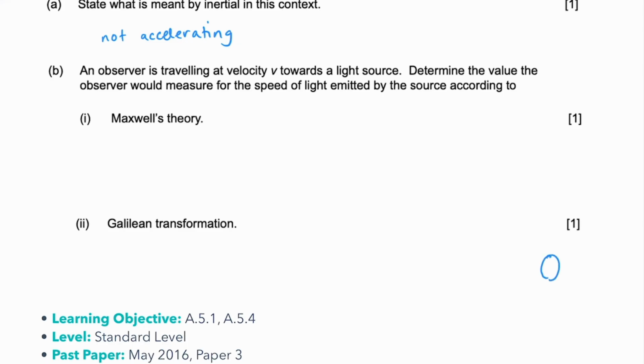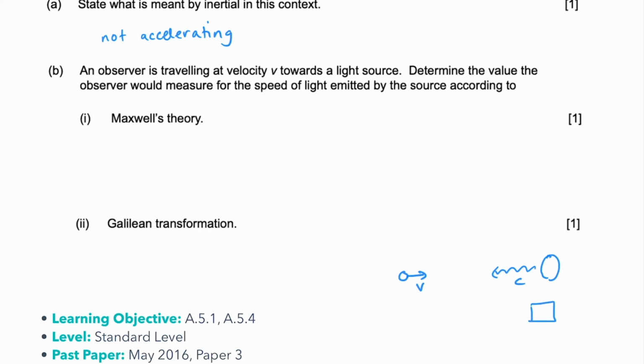So let's think about this light source. It's emitting a light and it emits at speed c. There's a traveller or an observer moving towards it at speed v. And the Galilean transformation is used in classical mechanics and assumes velocities simply add up in everyday experiences. So if the observer is moving towards it with a velocity v, then the Galilean transformation suggests that the observed speed of the light would be c plus v.